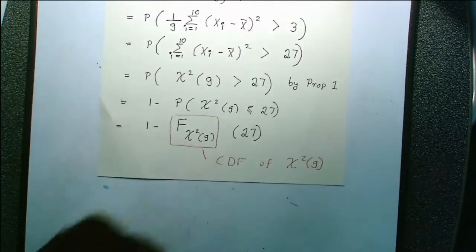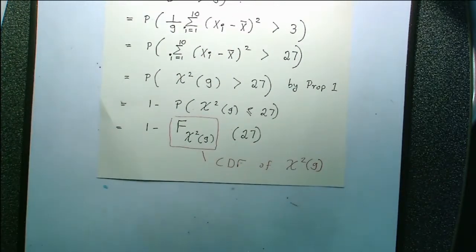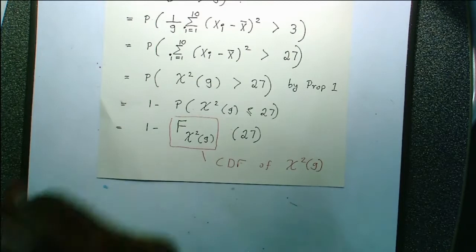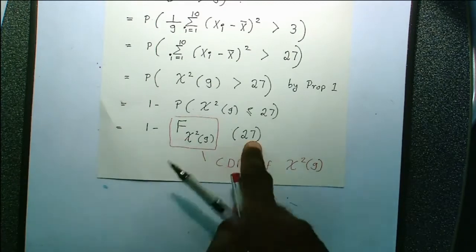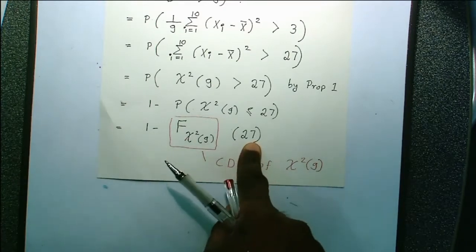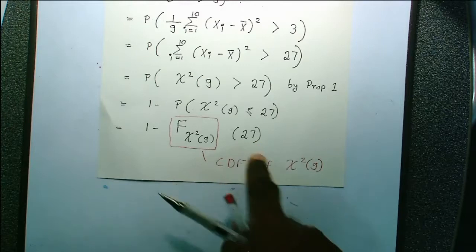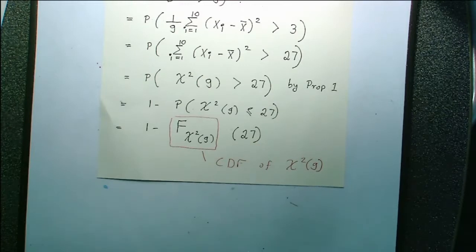If you have tables for the chi-square distribution, in the exam you will get tables. You may be able to read it from the tables for the chi-square distribution, right? But I'm not going to do that now, just because of time issues, right? Any questions so far, guys? Yeah? Yes? Okay. All right. Next one.